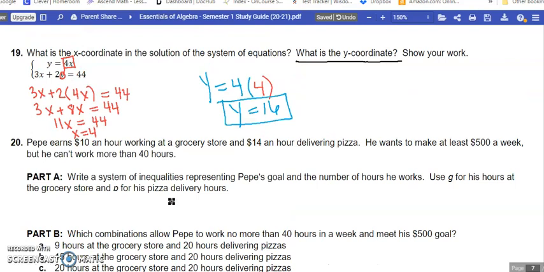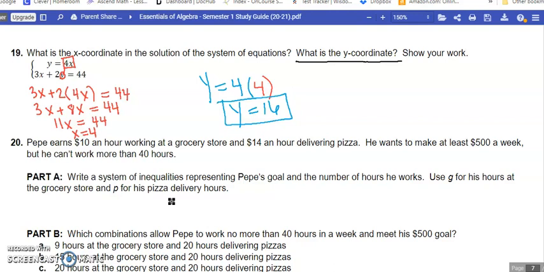All right, number 20. Pepe earns $10 an hour working at a grocery store and $14 an hour delivering pizza. He wants to make at least $500 a week, but he can't work more than 40 hours. Write a system of inequalities representing Pepe's goal and the number of hours he works. Use G for his hours at the grocery store and P for his pizza delivery hours.